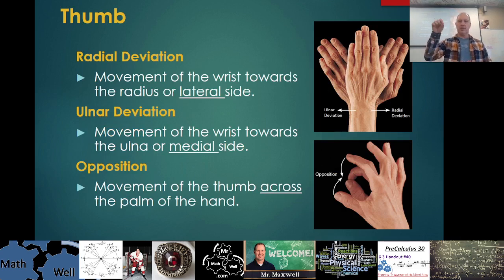All right, movements of the wrist and thumb. Radial deviation. Movement of the wrist towards the radius or lateral side. Now the radius, that's the inside bone of your arm here. The radius and the ulna are two bones in your forearm. So radial is inside, your thumb coming towards, and that's radial deviation. Ulnar deviation is your thumb going away.